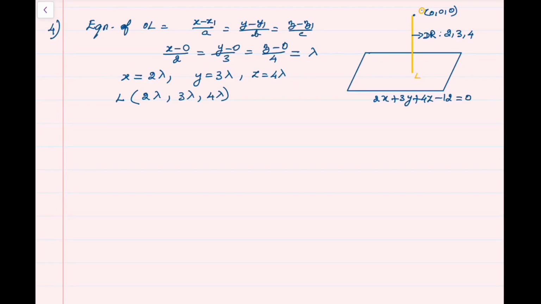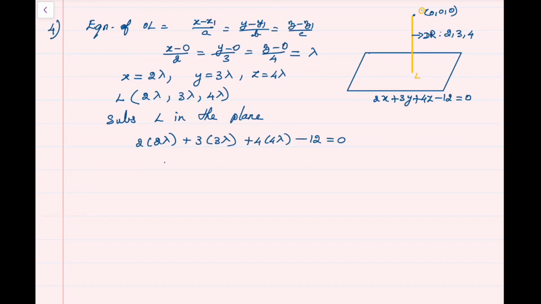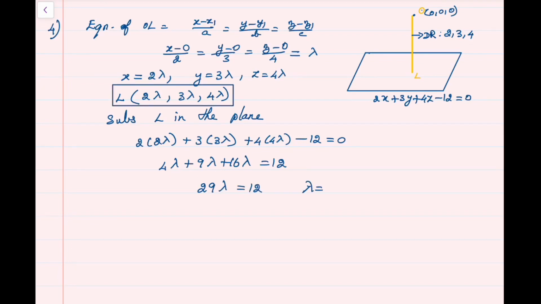Here L lies on the plane. So let us substitute L in the plane equation. We get two times 2 lambda plus 3 times 3 lambda plus 4 times 4 lambda minus 12 equal to 0. 4 lambda plus 9 lambda plus 16 lambda, let us take 12 to the other side, equal to 12. Here the total is 29 lambda is equal to 12. Therefore, lambda is 12 divided by 29.